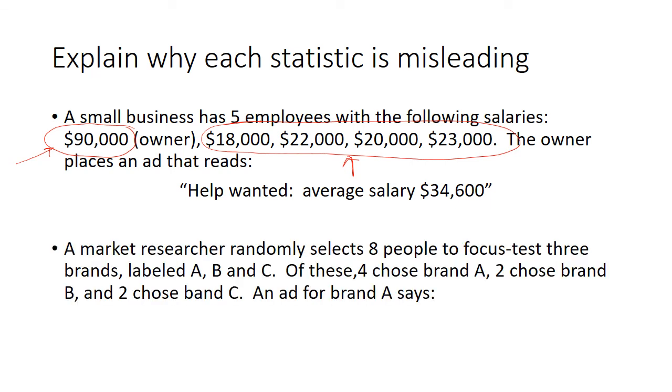All right, how about this one? A market researcher randomly selects 8 people to focus test 3 brands. We're going to label them A, B, and C. Of those 8 people, 4 chose A, 2 chose B, and 2 chose C. So an ad for brand A says that it is preferred 2 to 1 over leading brands. Why would this statistic be misleading?